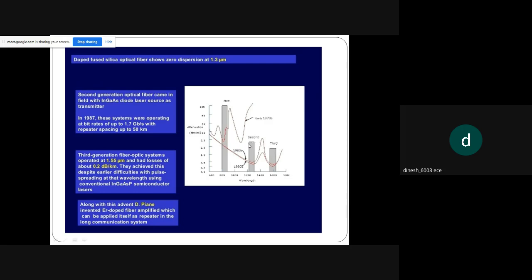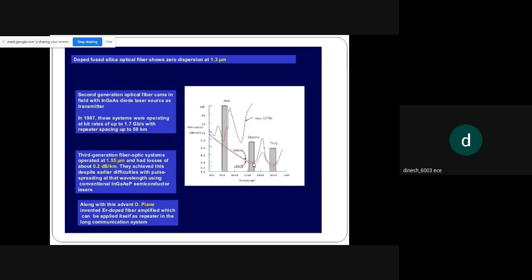And the third window, which is used at 1550 nanometer, gives nearly 1.5 decibels of attenuation per kilometer only. Okay. So here they used the dope diffused silica optical fibers, which show a dispersion at 1.3. You can see that here. This is a dispersion. The second generation optical fiber came with indium gallium arsenide diode laser as a transmitter, which we had discussed earlier.